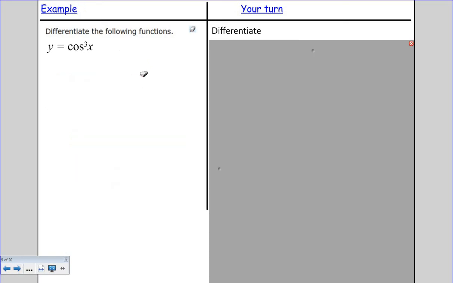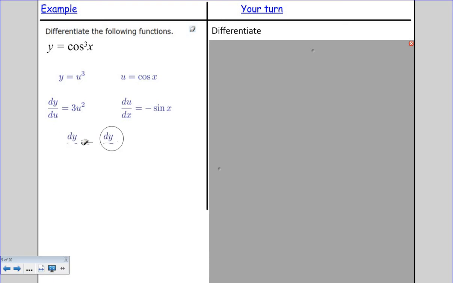Okay, a little trickier to spot these ones. So we've got y is cos cubed x, which we know means cos x in brackets cubed. So the bit in brackets this time is cos x, and that means we've got the cube of that, so y is u cubed. Let's differentiate the y. dy by du gives us 3u squared, and now differentiate cos and we get negative sine.